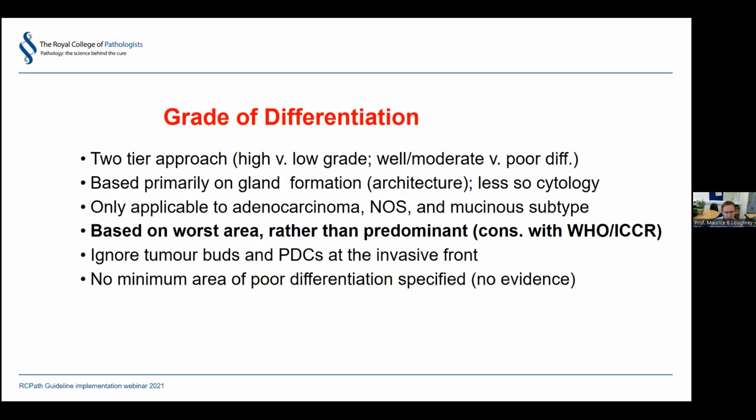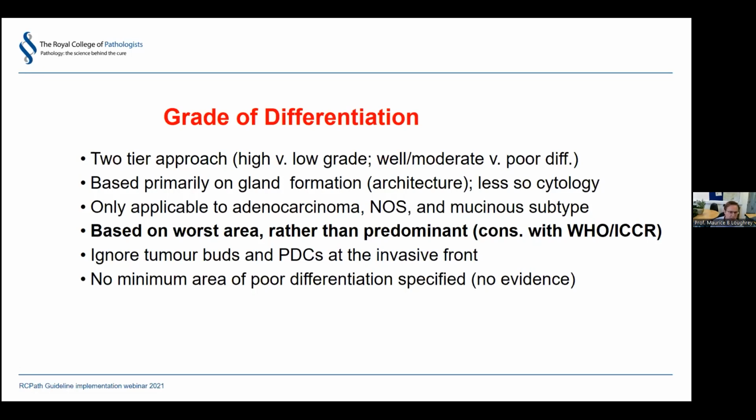So this is a change made without good evidence, but for pragmatic reasons to allow us to be consistent with WHO and ICCR, and also to be consistent with ourselves in that we previously used worst area for local excision specimens, PT1 cancers. Now we're aligning this, and I think this is important because increasingly we're seeing more aggressive local excision therapies where maybe we can get a PT2 tumor within a local excision, and we can't really have a change in the approach to differentiation as soon as tumor infiltrates into muscularis propria.